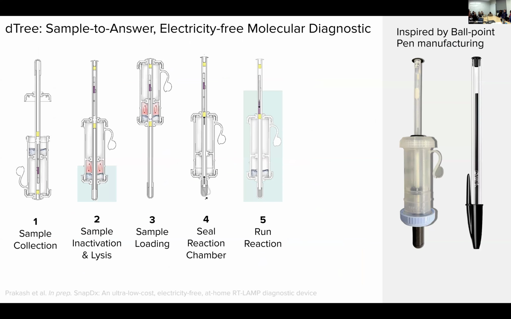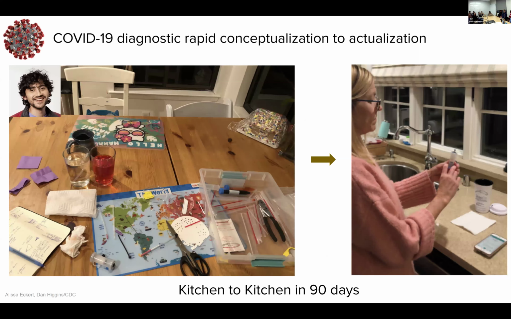This is the D-Tree device. It's version 1 of the device that Anesta, Manu, and many other people came up with the design for during COVID and actually produced. The inspiration is from ballpoint pen manufacturing, and you're only using that cup of hot water to run the test. I'll show a workflow with the updated device in a few slides, but this was from COVID, and this is the part that Anesta is going to cover when she comes in later today, about the rapid conceptualization to actualization.